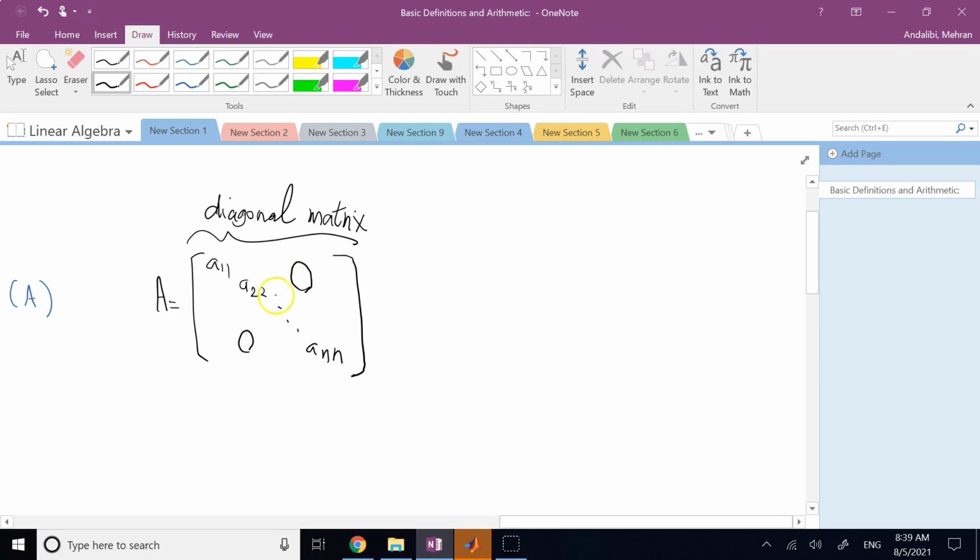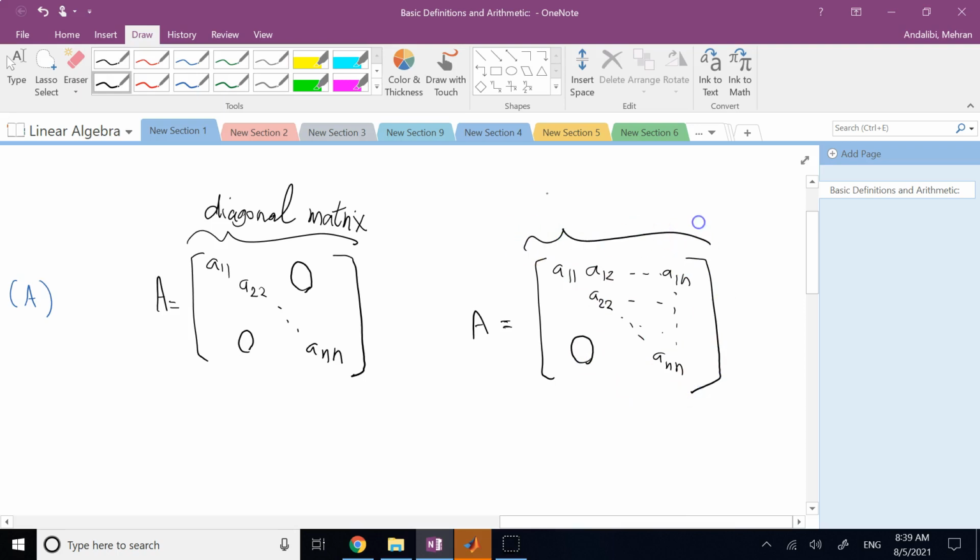On the other hand, if only one of these two is 0, so your A looks like what? It looks like a bunch of non-zeros on the diagonal, and then also some non-zero other elements like a_12 all the way to a_1n, and it goes all the way to here. If it's something like that, but anything below the diagonal is all 0, we call this matrix upper triangular.